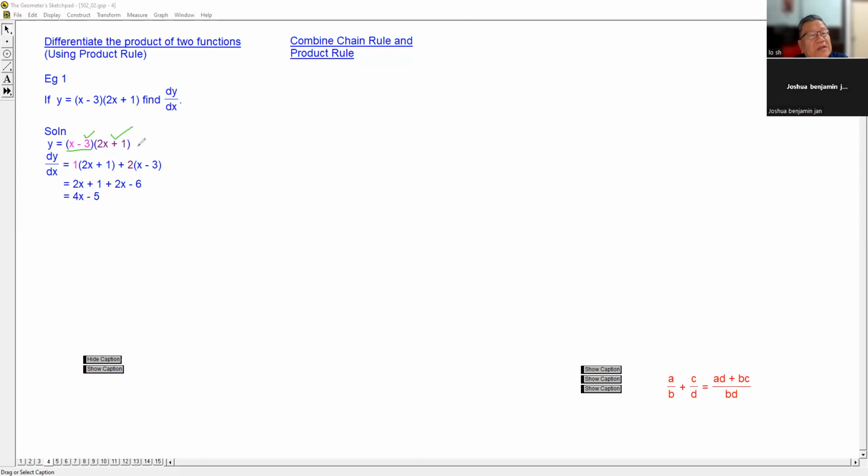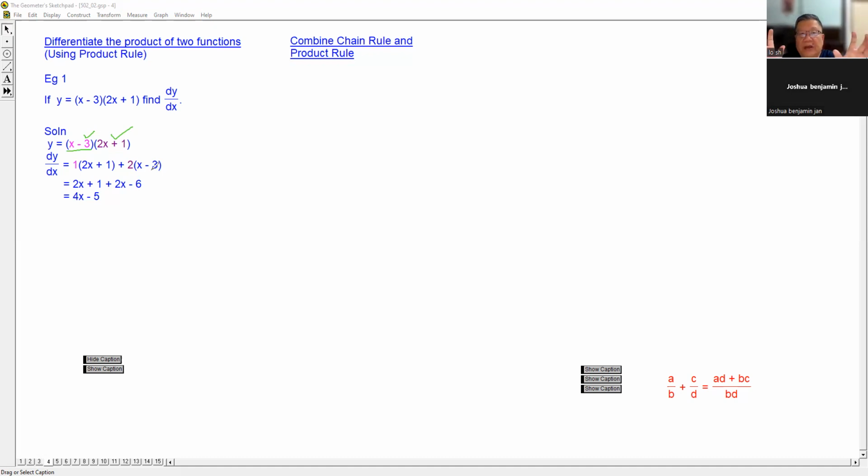The second part: just now you differentiated the first bracket, now you differentiate the second one. Differentiate 2x, you get 2. Differentiate 1, you get 0. So differentiating the second bracket, you get 2. Then the other one, you just keep, don't do anything. So do you know how to differentiate two factors?